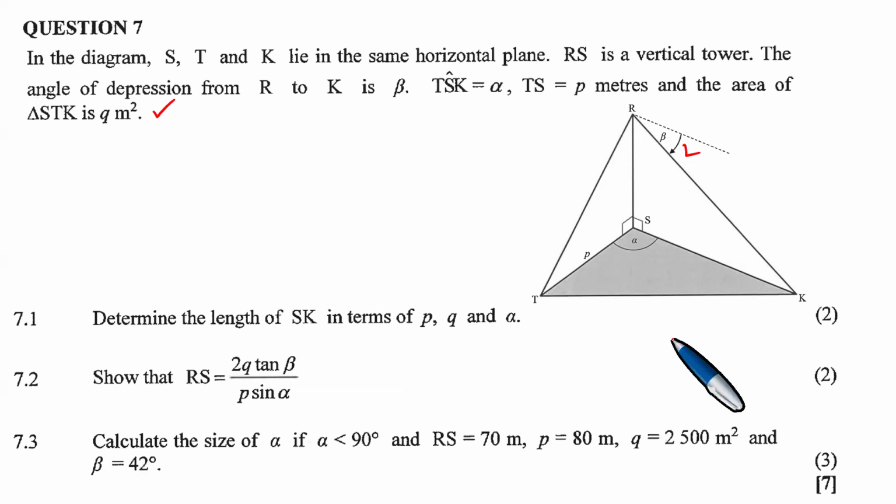We are here to learn this section. Please, guys, it's very important for grade 11s. It's very important for the matrix. It is part of the curriculum, and therefore you need to pay particular attention and be able to understand when to use the rules. Determine the length of SK in terms of P, Q, and alpha. What rule do we use to find the length of SK?